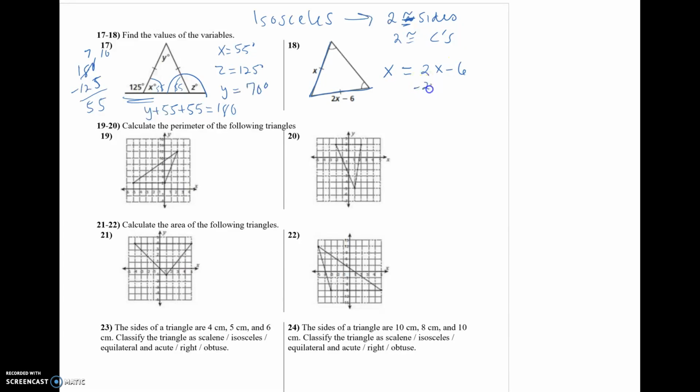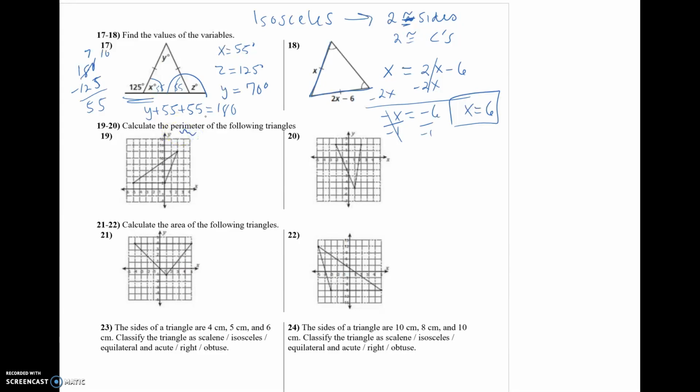If I subtract 2x from both sides, I would do it this way. I realize we get a negative x when we do that, but we get negative x equals negative 6. Well, I could think of dividing off a coefficient of negative 1, and I'm going to get x equals positive 6 for that. All right, 19 through 20, we're finding the perimeter.